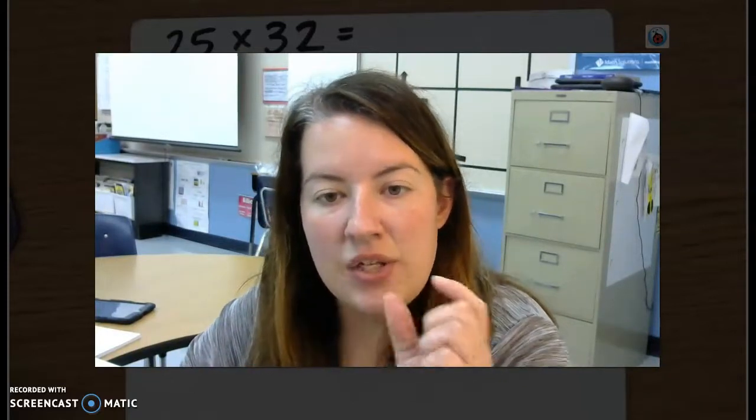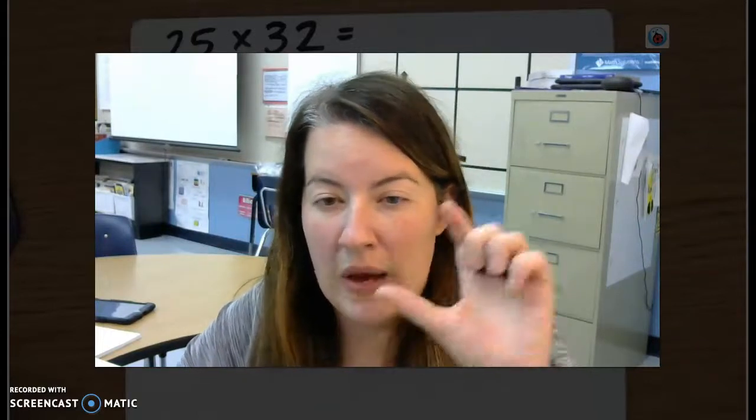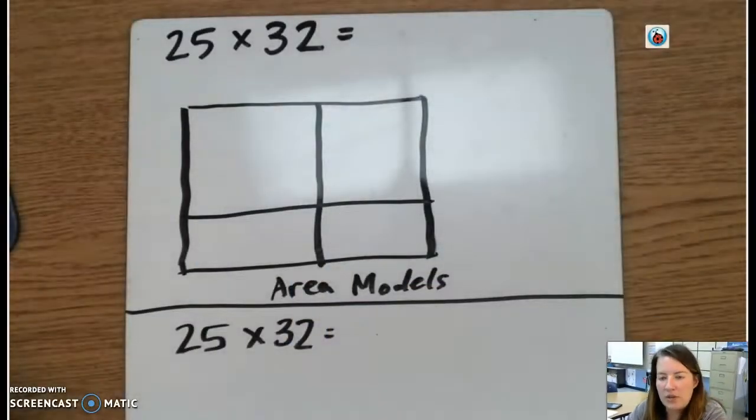We are finally going to learn how to do 2-digit times 2-digit multiplication using the standard algorithm. But before we get to that, I just quickly want to review the two strategies Mr. Johnson has gone over the past couple of days, which is area models and partial products, because I want to show you how those strategies tie into the standard algorithm that we're going to learn today.